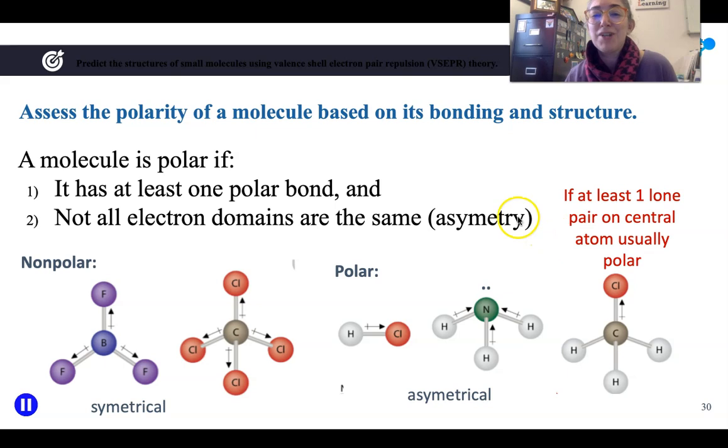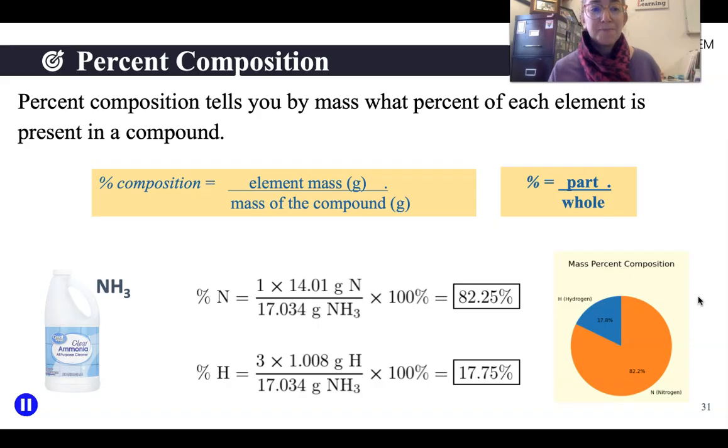So when we're talking about asymmetry, we mean if at least one of the groups around the central atom is different than the others. There's not identical groups coming off the central atom like there are in these nonpolar examples. So this is going to come up in our first chapter, chapter 10. We'll review this as well again.